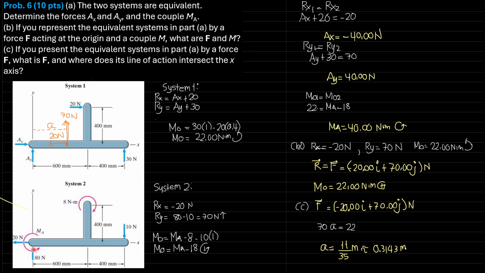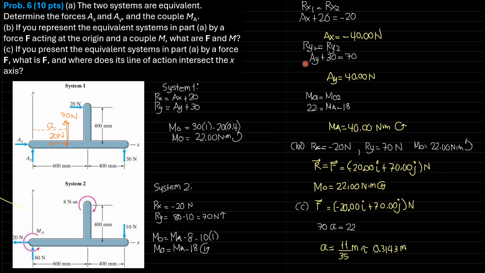So MA, which is counterclockwise, then minus 8, then minus the moment of the 10 newton force, 10 times 1. To be consistent, because these are in newton meter, 8 newton meter, so this should be in newton meter because MO is in newton meter also. So MO is equal to MA minus 18 and it is counterclockwise positive.